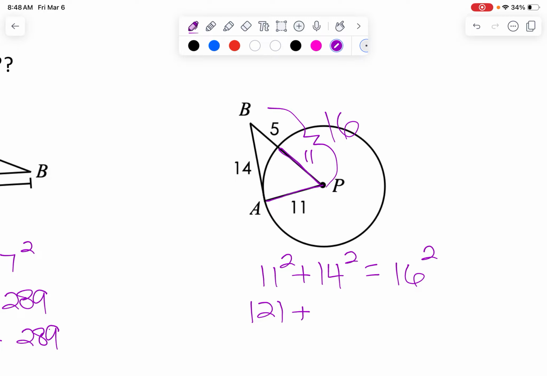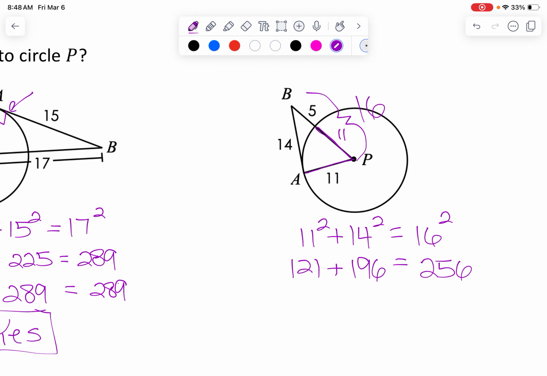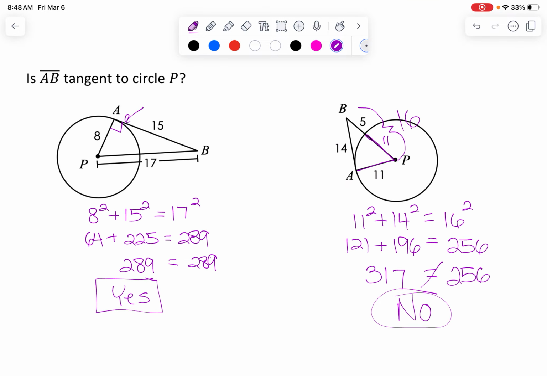121, 196, and then this is 256. Okay, so now if I add 121 and 196, that's 317, which is definitely not equal to 256, so this would be no. That is not a tangent line.